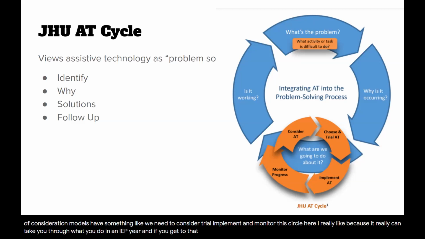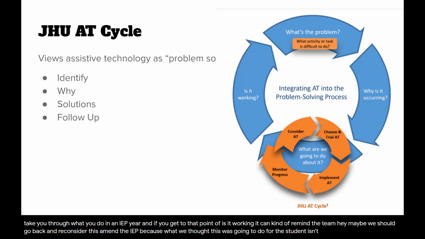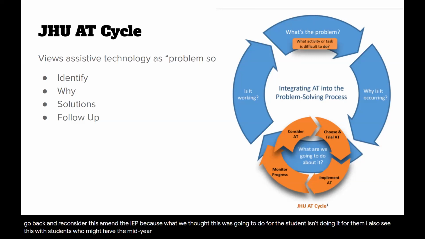And if you get to that point of, is it working? It can remind the team, hey, maybe we should go back and reconsider this, amend the IEP, because what we thought this was going to do for the student isn't doing it for them. I also see this with students who might have the mid-year or end of the year IEP. What worked at the end of the year in 6th grade may not work at the beginning of the year in 7th grade.